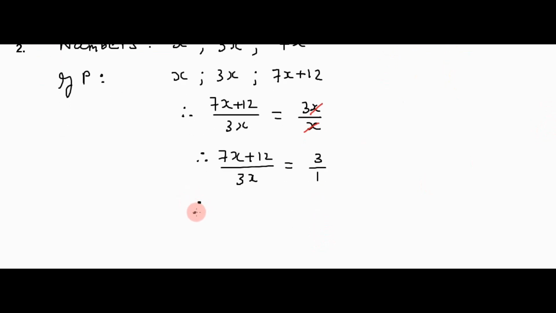So we can cross multiply. 3x times 3 is 9x. And 7x plus 12 times 1 is 7x plus 12. We can bring all the x's to the left-hand side. So 9x minus 7x is 2x. And we see that x is equal to 6.